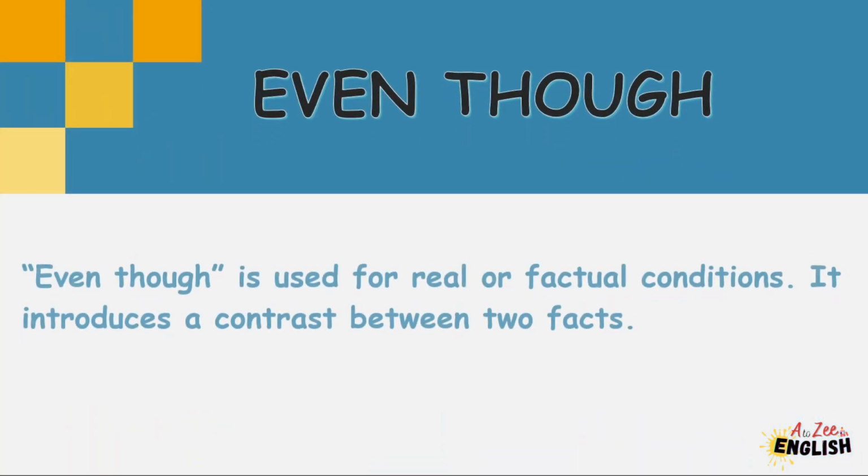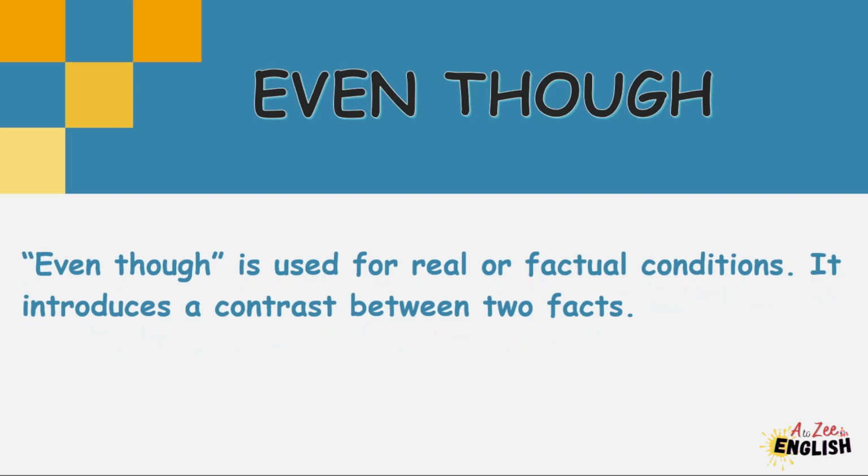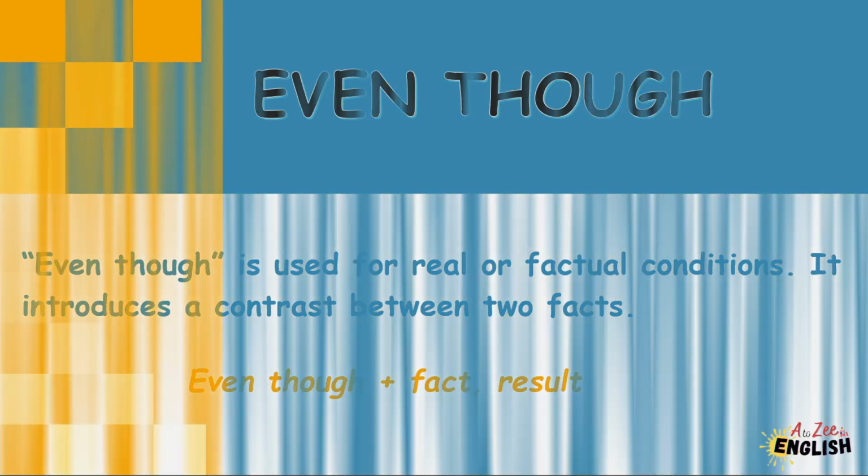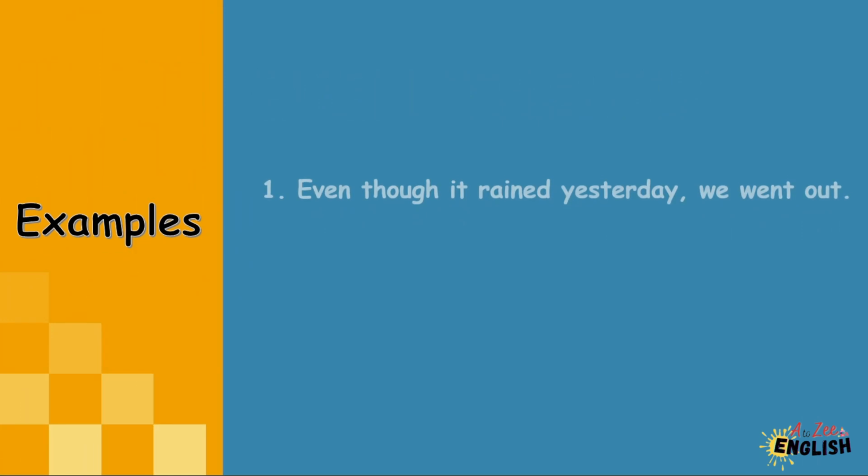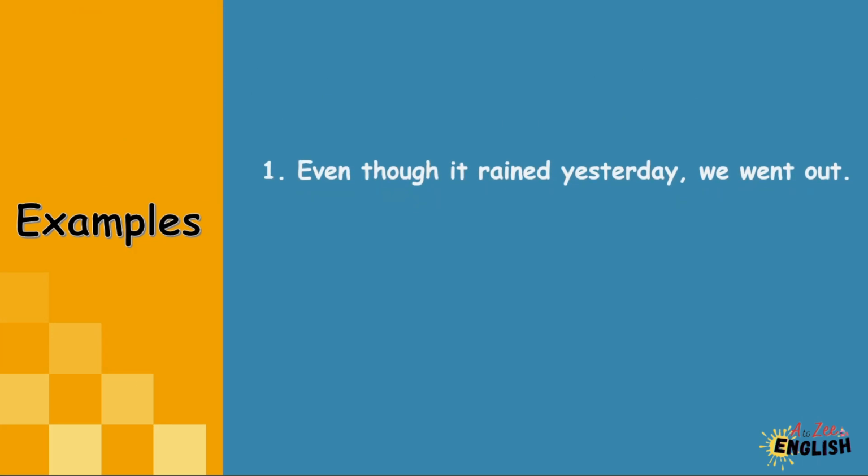Next conditional conjunction is even though. Even though is used for real or factual conditions. It introduces a contrast between two facts. Its structure is even though plus fact followed by a result. Examples of even though. First one is, even though it rained yesterday, we went out. It means it actually rained. It is a fact. It is a real condition, but the result is a contrast. It is the contrast between two facts.